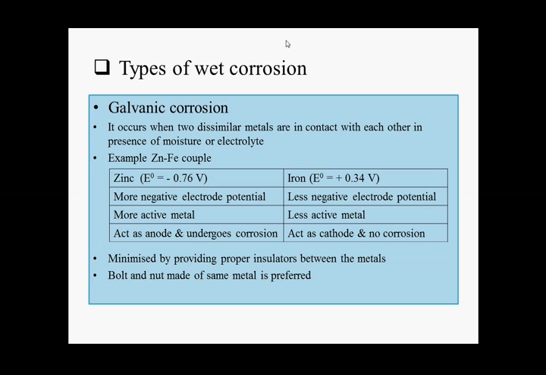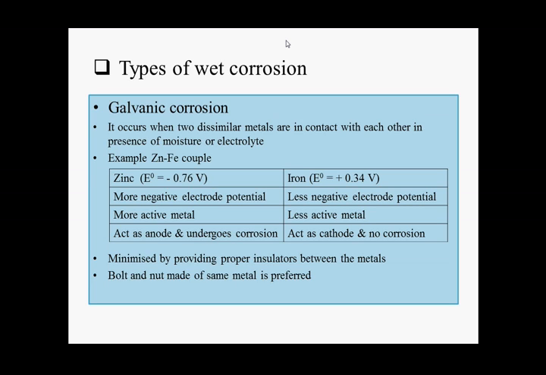The metal which undergoes corrosion has more negative electrode potential. The metals having more negative electrode potential will be more active and act as anode, and the metal part which acts as anode undergoes corrosion. The metal which has less negative reduction potential or positive reduction potential will be less active, and the less active metal acts as cathode and will not undergo corrosion.